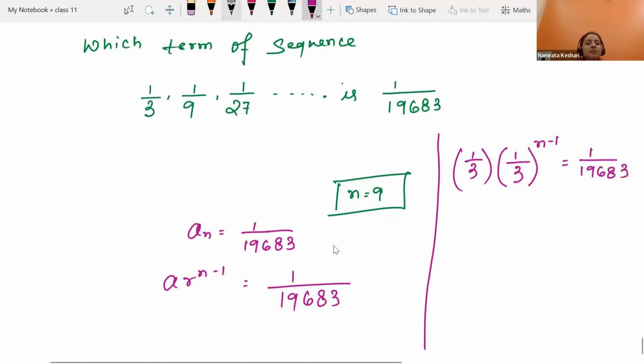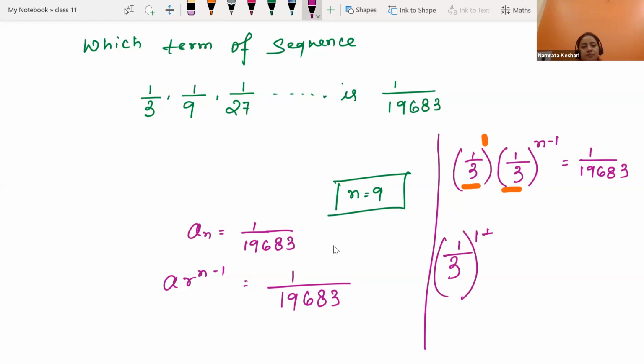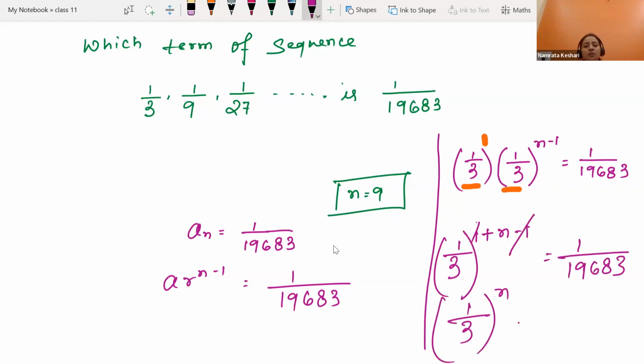The law of exponents says that if the bases are the same, then add the powers if both are in multiplication. So we will add the powers and we are going to get 1 by 3 to the power n. And this one can be written as 1 by 3 to the power 9. Therefore, n is 9, right?